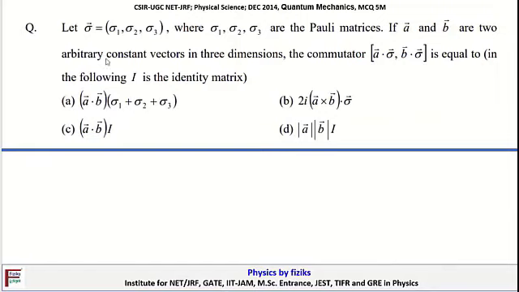Let sigma, which is in vector form (sigma 1, sigma 2, sigma 3), where sigma 1, sigma 2, sigma 3 are the Pauli matrices. If vectors A and B are two arbitrary constant vectors in 3 dimensions, the commutator [A dot sigma, B dot sigma] is equal to, in the following, I is the identity matrix. So, solution.